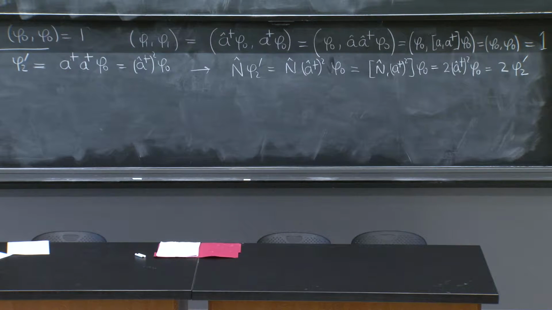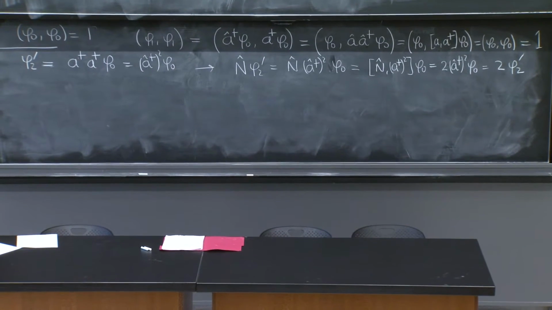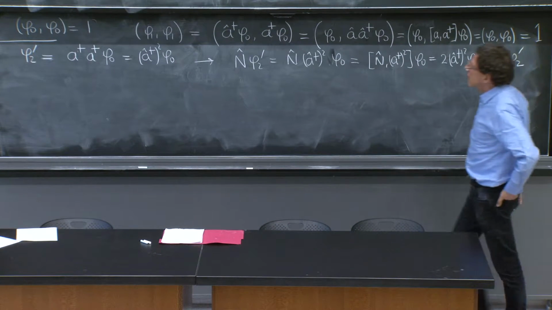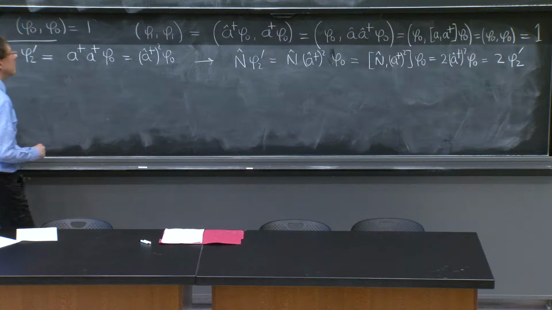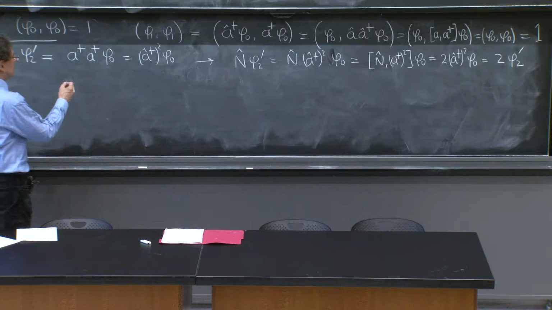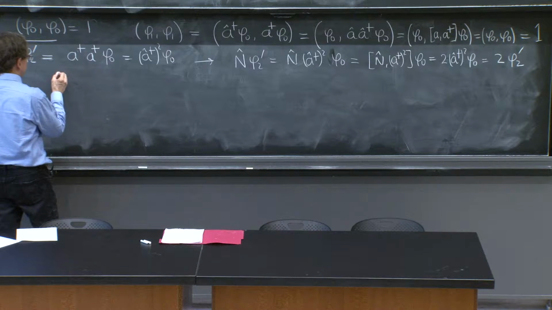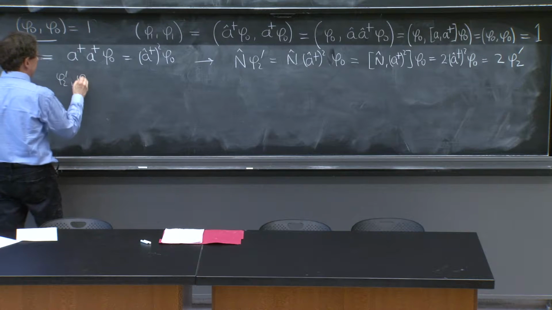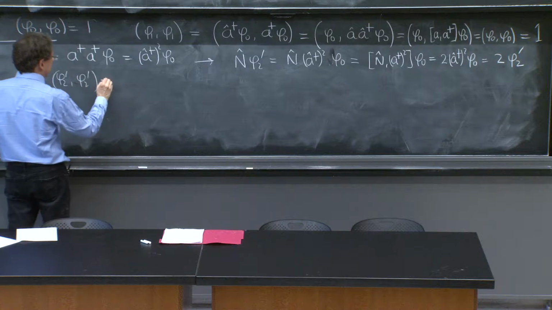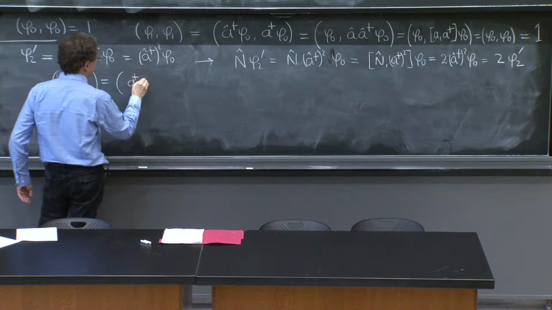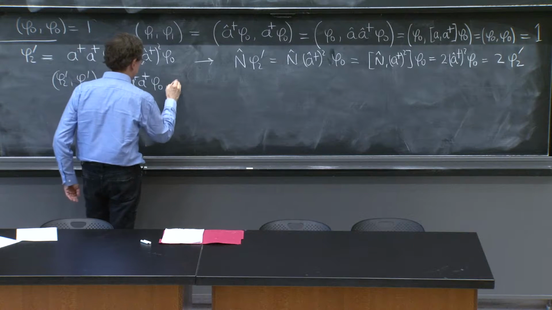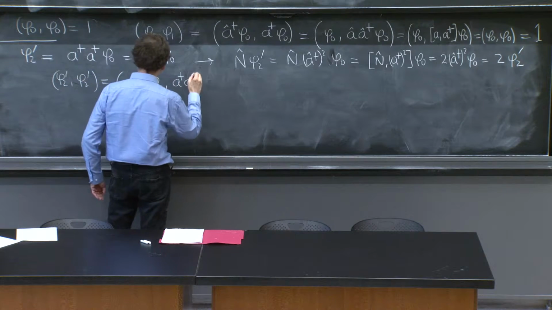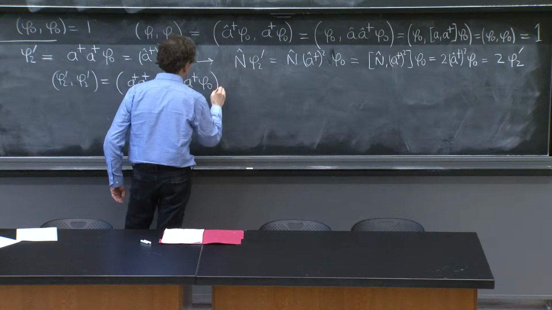So again, it is an energy eigenstate. Is it normalized? Well, let's try it. Phi 2 prime is equal to A dagger, A dagger, phi 0. Let me not put the hats. I'm getting tired of them.